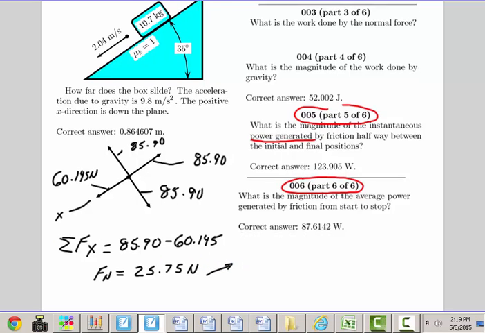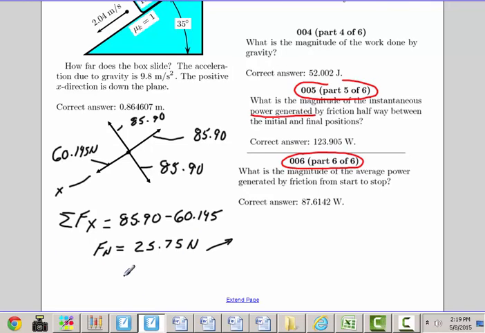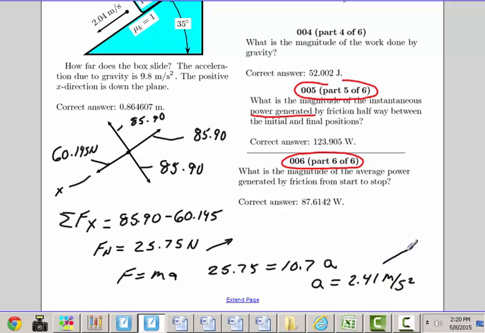So this object's obviously accelerating, or has negative acceleration. So we can find the acceleration by F equals mass times acceleration. We'll take 25.75 is equal to the mass. The mass is 10.7. Tell me what the acceleration is. 2.41 meters per second squared, and the acceleration is upward.